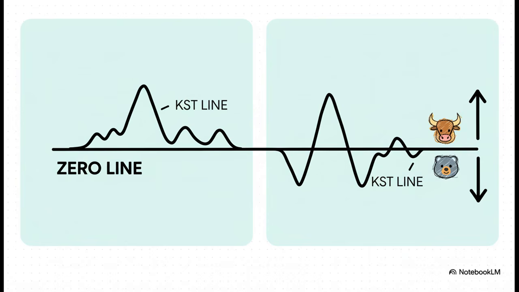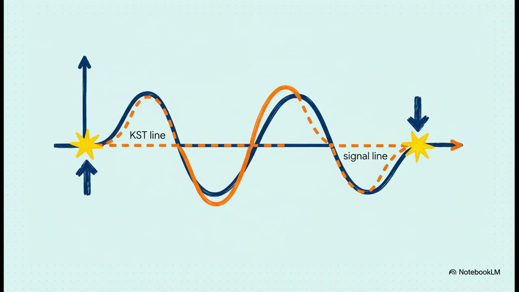And on the flip side, when it dives below 0, momentum has turned negative and you could be looking at a new downtrend. Now, if you're looking for an earlier heads up, this is the one to watch, the signal line crossover. When the KST line crosses above its own signal line, that's your bullish alert. And here's the kicker. This crossover usually happens before the big 0 line cross, potentially giving you a jump on the move. A cross below is your bearish warning.